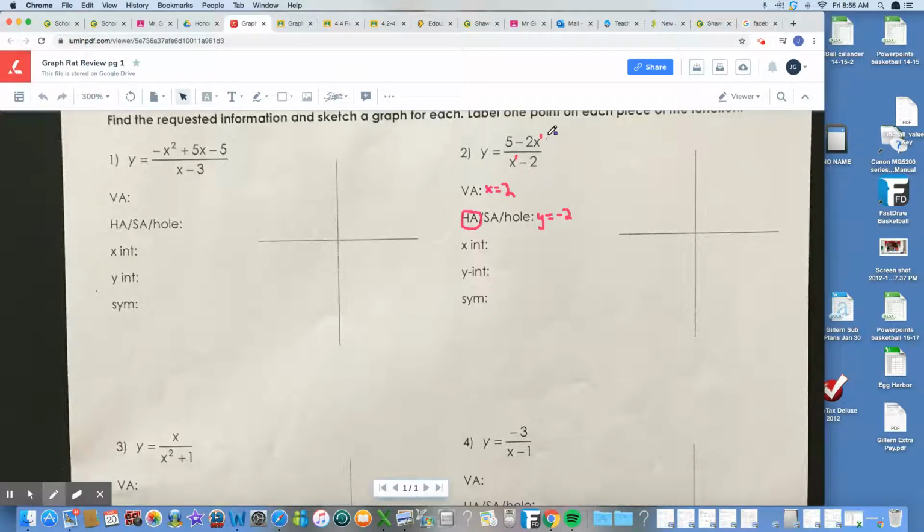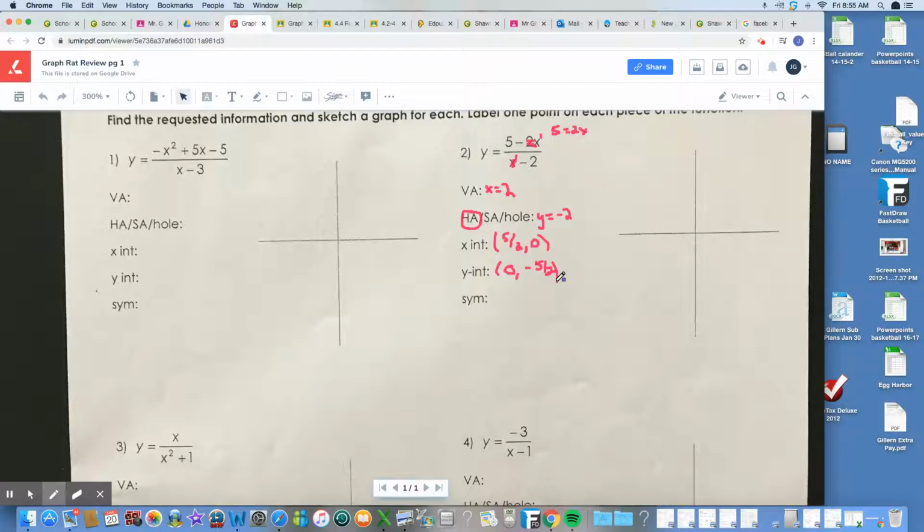X-intercept: set the top equal to 0, which gives me 5 equals 2x, which means x equals 5 halves. So 5 halves, comma, 0. Make sure you write it as a point. Y-intercept: plug in 0 there, and I get 5 over -2. So that is 0, comma, -5 halves.